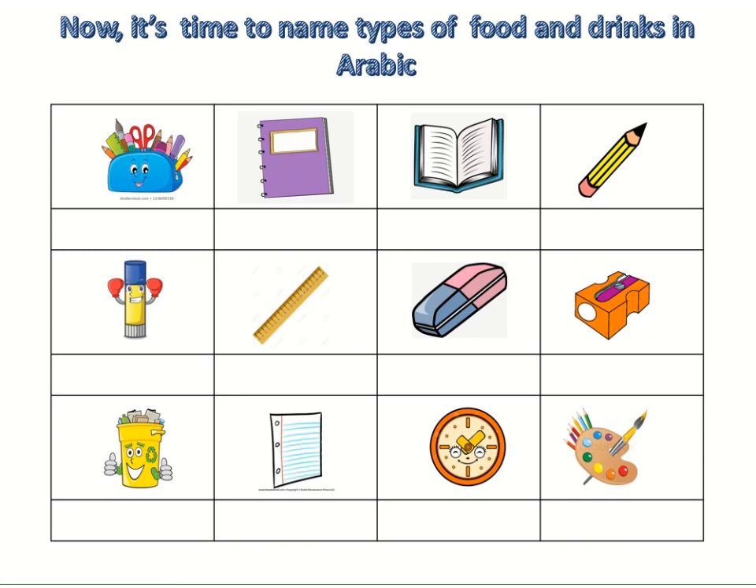Let us recap some classroom objects in Arabic. قلم، كتاب، دفتر، مقلمة، مبراة، ممحاة، مسطرة، لاصق، ألوان، ساعة، ورقة، سلة. Let us do them again and you can repeat after me.